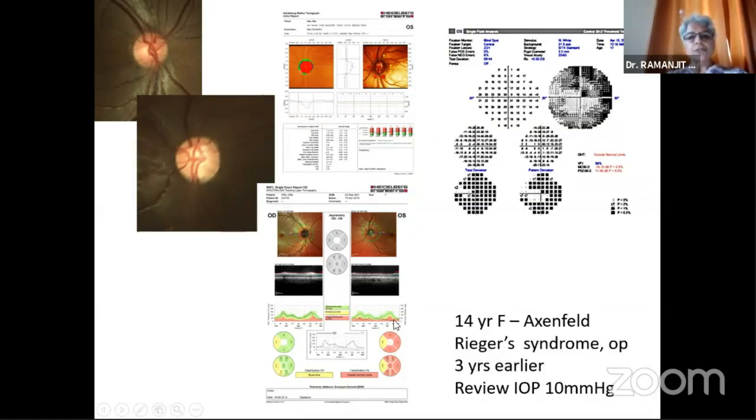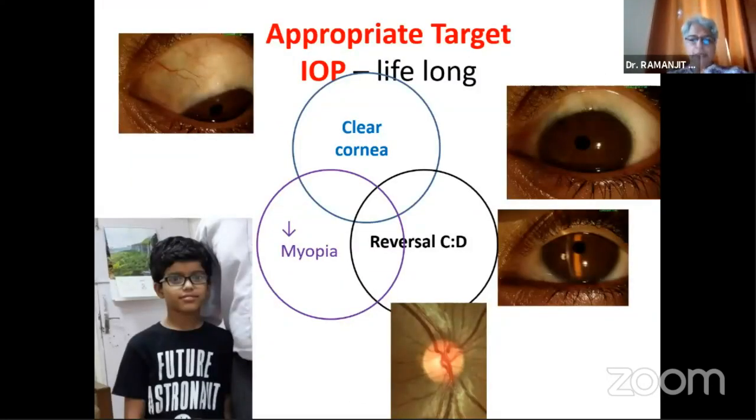You can see the damage on the OCT, you can see the same damage on the HRT, and this is her visual fields. But we have an IOP now of 10 millimeters of mercury, and I think that should actually stabilize the optic neuropathy and prevent any further progression. So the appropriate target IOP has to be maintained lifelong, if we want to get clear corneas, very low myopia, and a reversal of the cup-disc ratio.